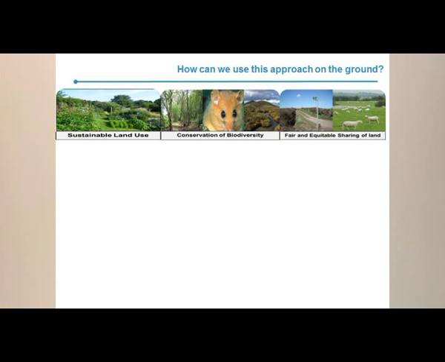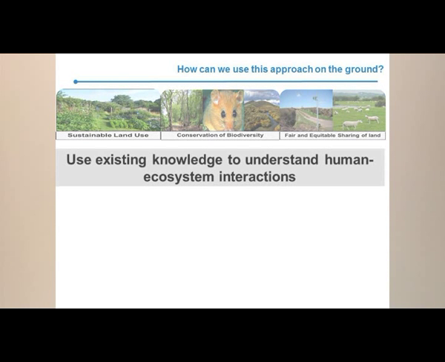How can we use this approach on the ground? Well, the important message from ecosystem goods and services is to think of the wider connotations and consider not just the economic but also the environmental and society effect of any decision which is being made. To use existing knowledge to understand how ecosystems interact. Yes, it would have been lovely to have money to collect new data sets, but our challenge was to work with what we have at the moment in a pragmatic way to get the best from our existing knowledge.